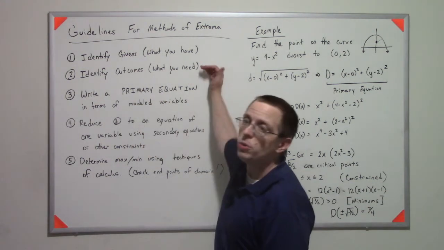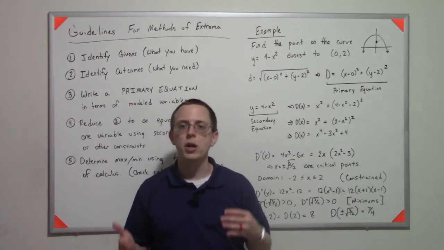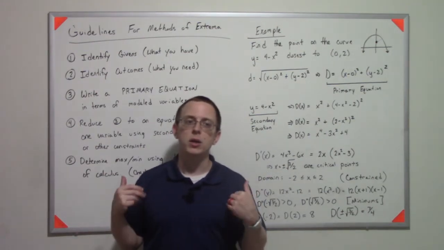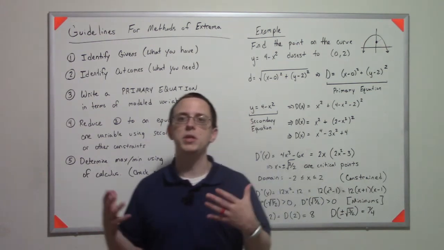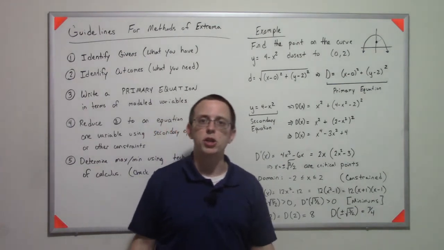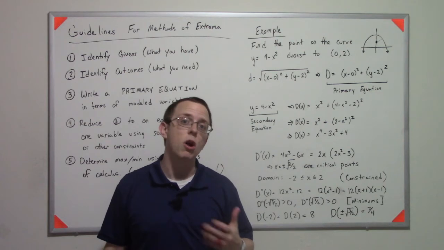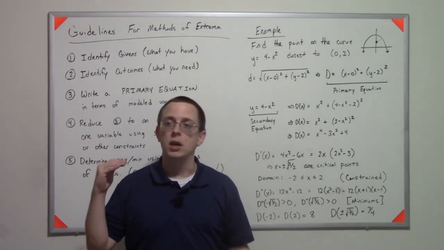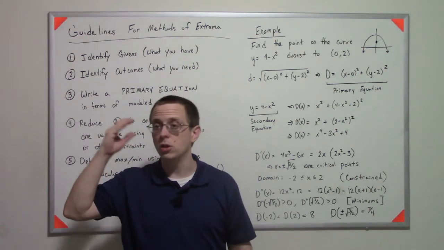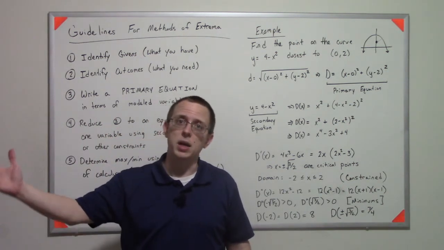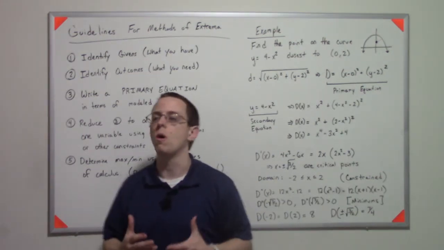The second thing you want to do is identify outcomes. What are you trying to solve for? At the end of the day, are you trying to solve for the maximum profit? Are you trying to solve for the minimum time that you spend? Think about a GPS. You can optimize a GPS for the shortest path, but you can also optimize it for the least amount of traffic. You can optimize it for the lowest cost by factoring in toll roads and things like that. So what are you trying to solve for?